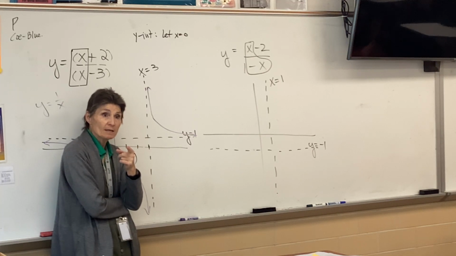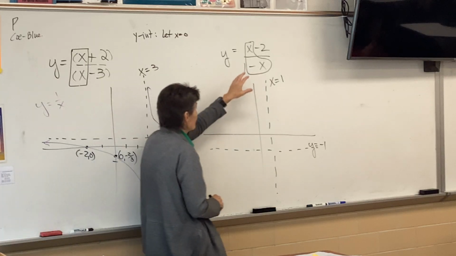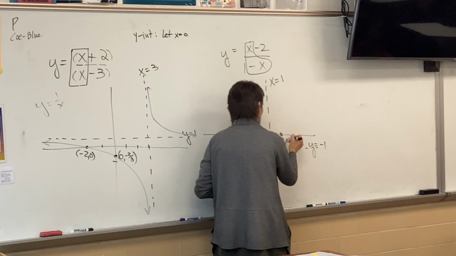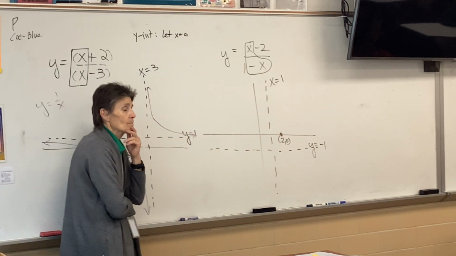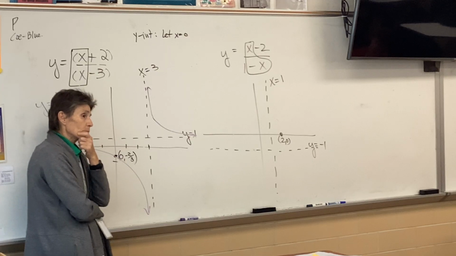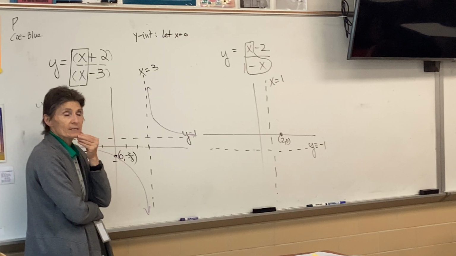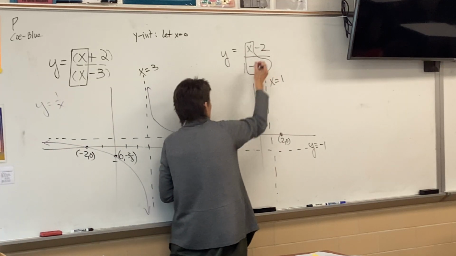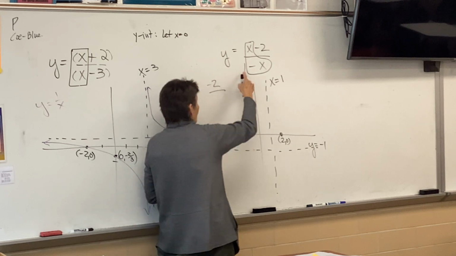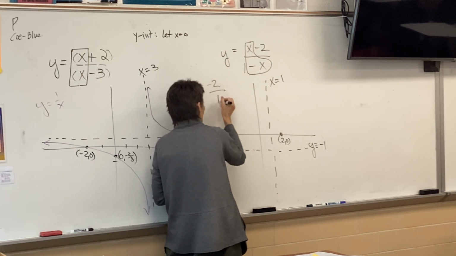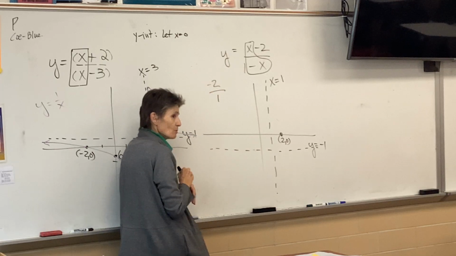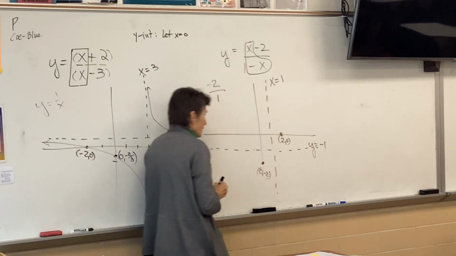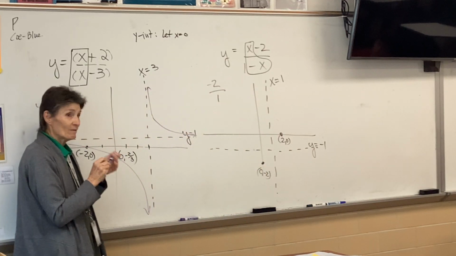X-intercepts come from the numerator. So look up here, where do you think the x-intercept is? 2. And then how do I find my y-intercept? Plug in 0. So 0 minus 2 is negative 2. 1 minus 0 is 1. So where is my y-intercept? Negative 2. And that's all we've got.